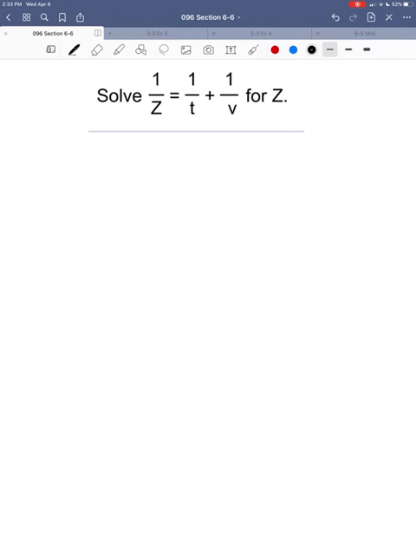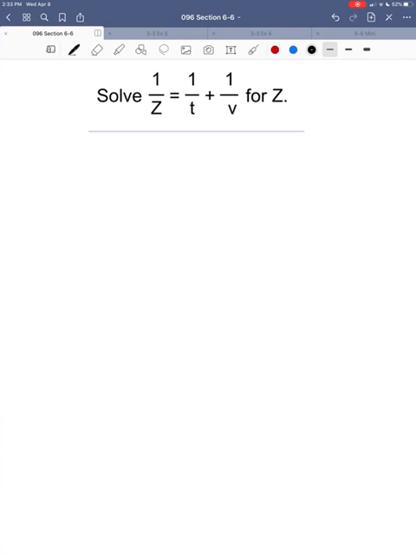The directions say to solve this equation for z. When I look at this problem right now, I see that z is here in the denominator of this fraction. In fact, since the equation involves fractions, I would probably want to get rid of those fractions. The way I can do that is by multiplying the whole equation, both sides of the equation, by the lowest common denominator.